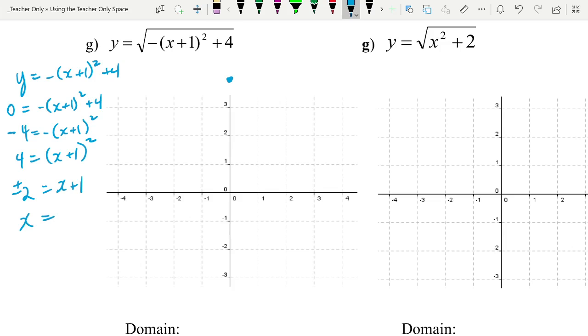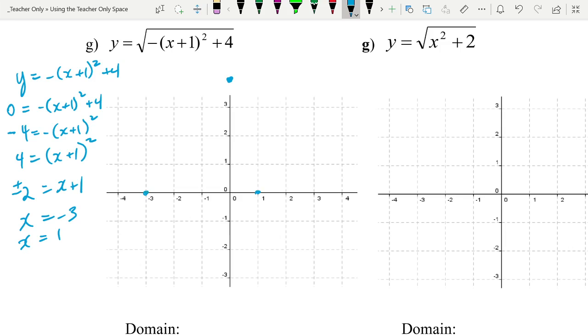X would then equal negative 1 minus 2, which is negative 3, or negative 1 plus 2, which is 1. So there we go. I have x-intercepts at -3 and 1, and I have a vertex.